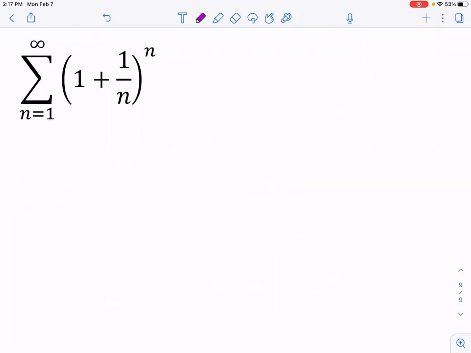I'm giving you time to write this down. A lot of you are realizing that the limit towards infinity of that expression is e, correct? Now, maybe you didn't realize that this was e right off the bat, and you tried to use the root test.